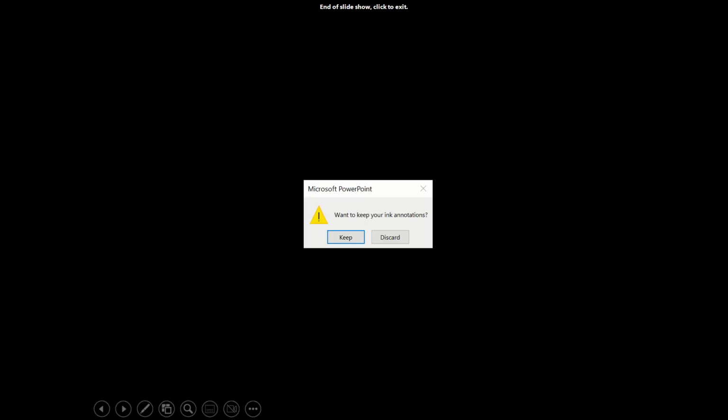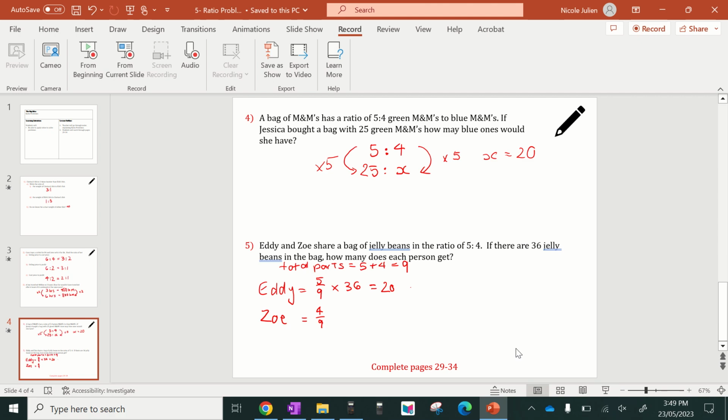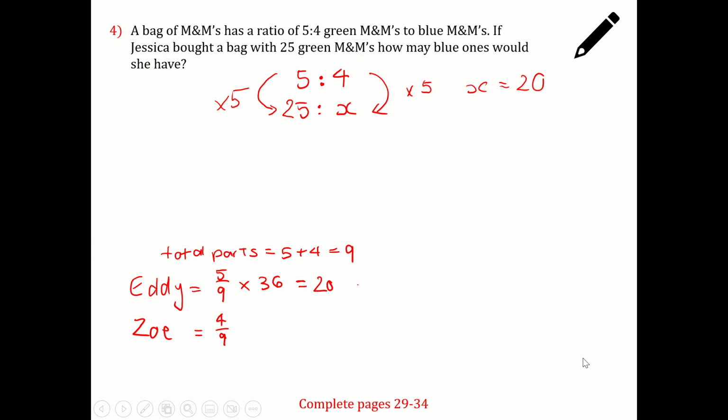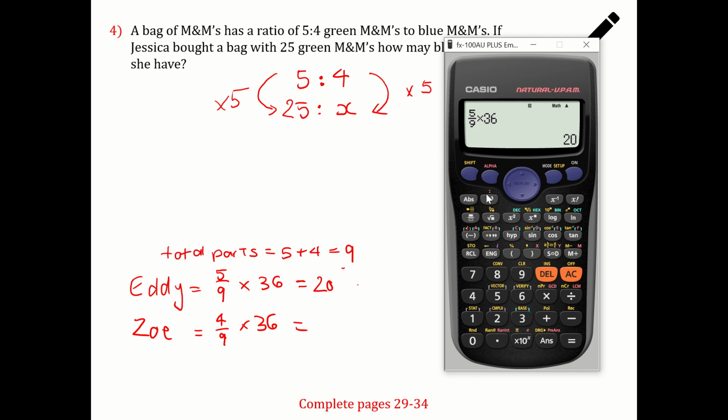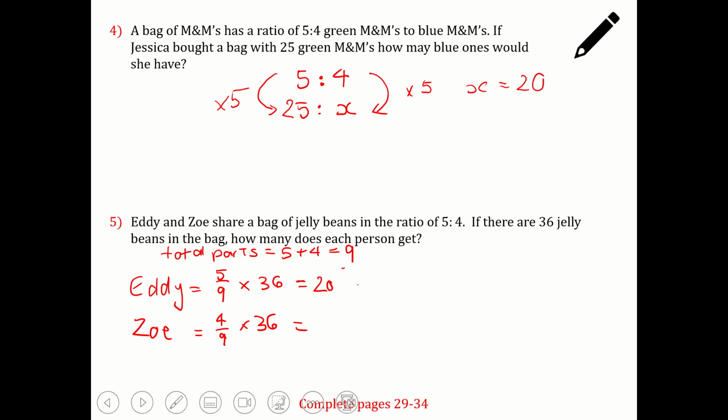And there was, let's quickly go back to that. There was 36 jelly beans. So if we put that in our calculator, I'm just going to quickly change that 4. We get 16 as an answer. So Zoe gets 16 jelly beans.